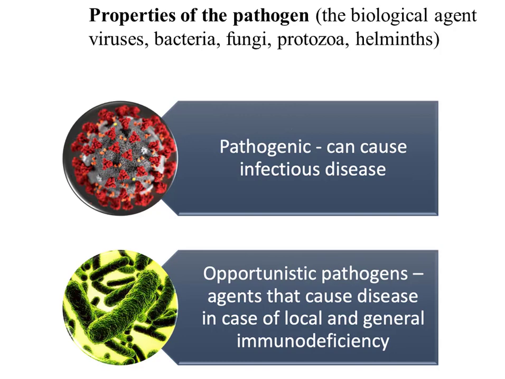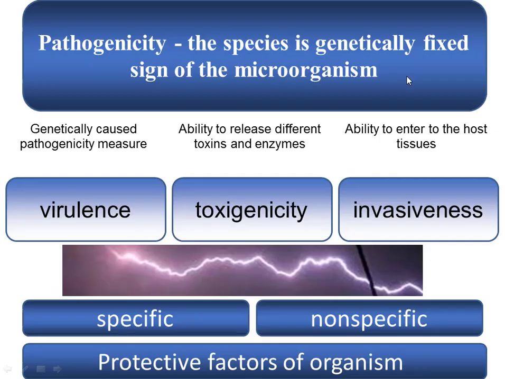Agents that cause disease in case of local and general immunodeficiency are called opportunistic pathogens. Biological agents or pathogens have the properties of pathogenicity, virulence, and invasiveness. Pathogenicity is the ability of a microorganism to cause the infectious process. It's a specific genetically determined trait. The degree of pathogenicity is determined.